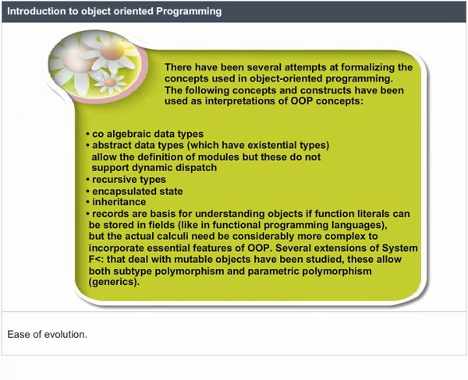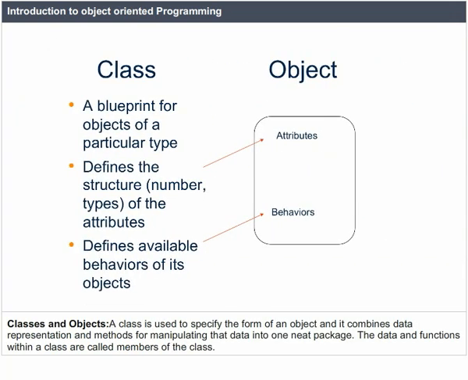Records are the basis for understanding objects if function literals can be stored in fields, like in functional programming languages, but the actual calculi need to be considerably more complex to incorporate essential features of OOP. Several extensions of System F that deal with mutable objects have been studied. These allow both subtype polymorphism and parametric polymorphism, generics, classes and objects.